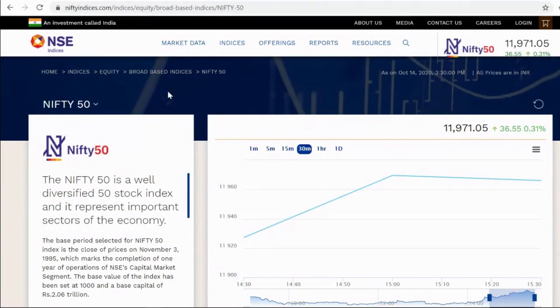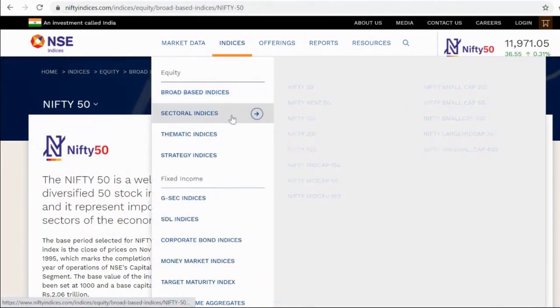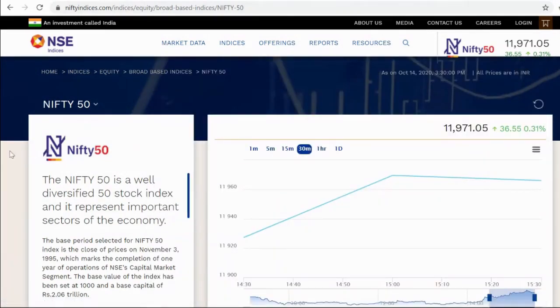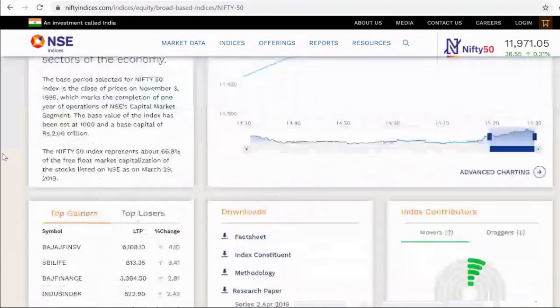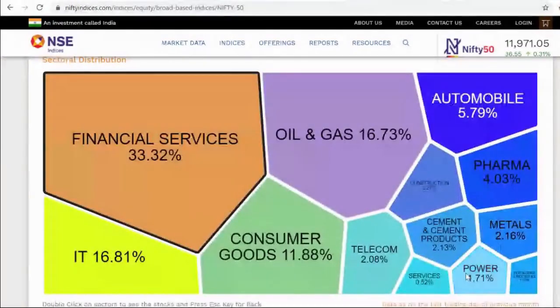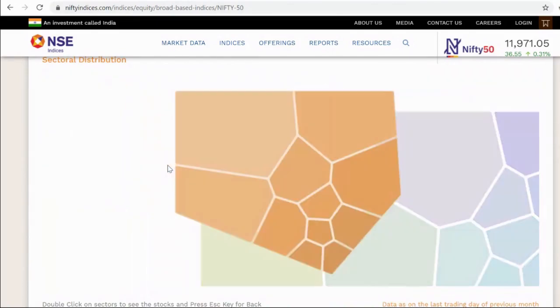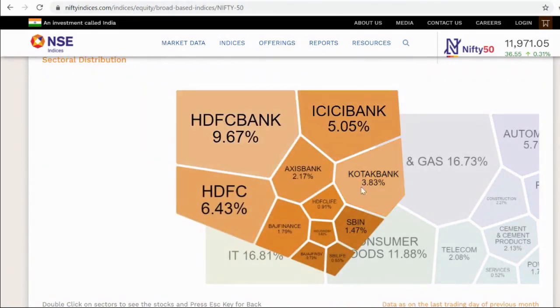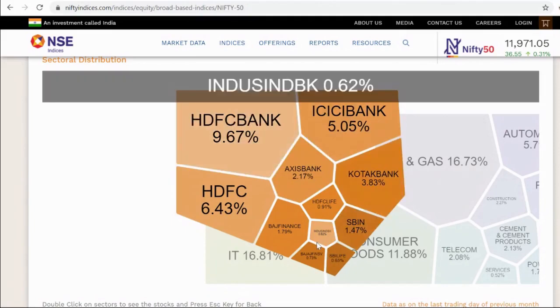So let's take a quick view. Here we are on the NSE indices website. If you go to the indices, you have all the indices here. For example, I have opened Nifty 50 here. If you scroll down, you will see all the sectoral distribution that is highlighted here. For example, right now, financial services constitute around 33% of Nifty, and the least is fertilizer and pesticide, which is 0.57. If you want to see the constituents, you can just double click on this and you will see how the other stocks are constituted inside this.